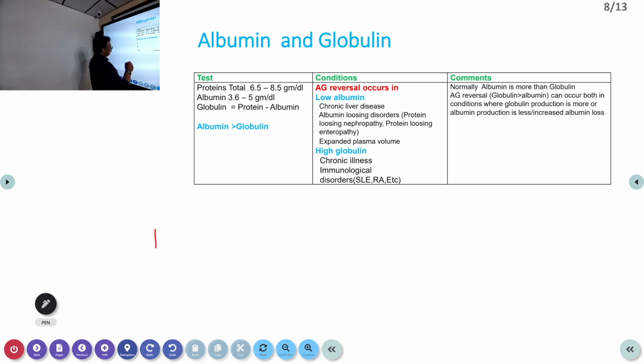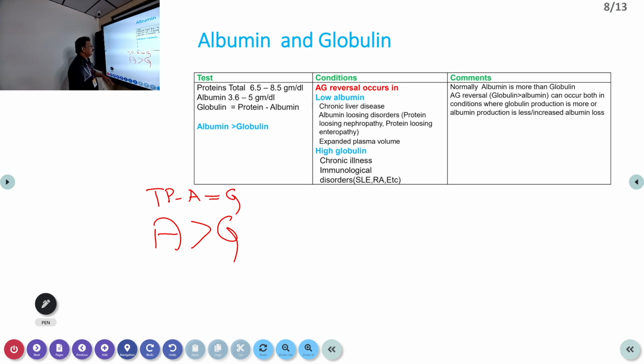Normally albumin is always more than globulin. So in a liver function test, what you are going to get is total protein, and you get albumin. You have to calculate the globulin. So total protein minus albumin gives the globulin, and albumin has to be always more than globulin. Albumin is produced in the liver. If there is a liver disease of more than 21 days, that is the half-life of albumin, normally albumin levels drop down. So the liver disease itself can produce low levels of albumin.